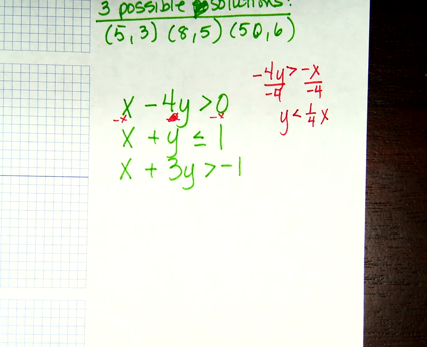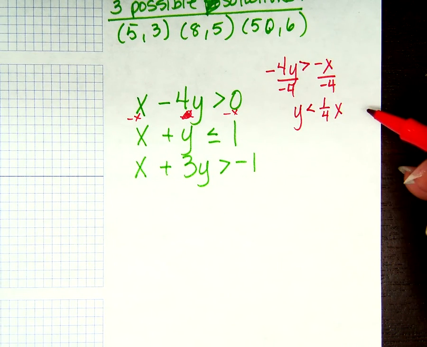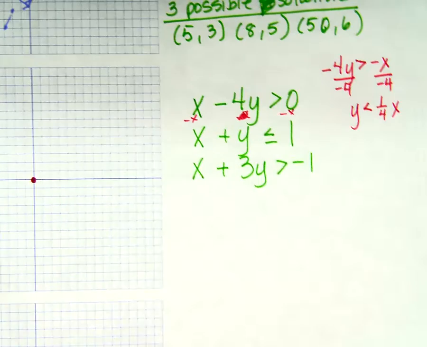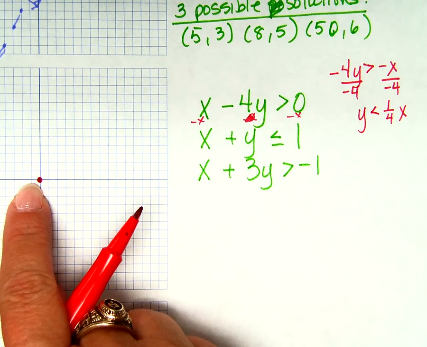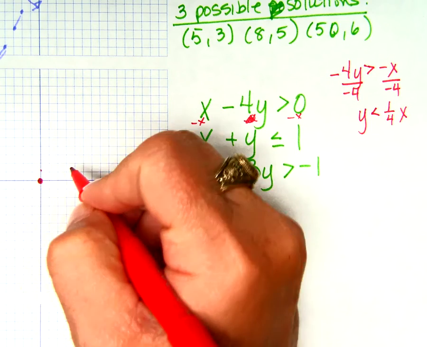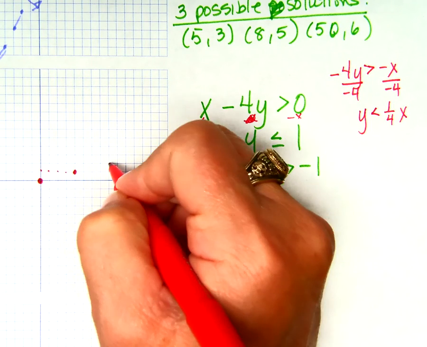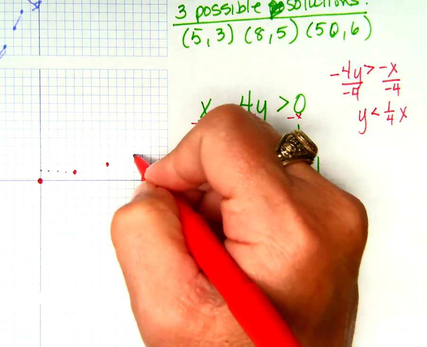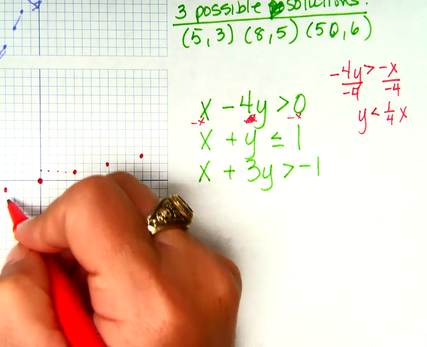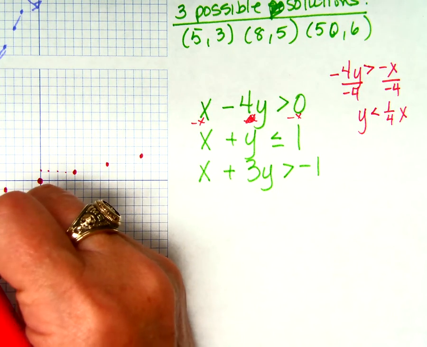Let's go ahead and graph that. What's the y-intercept of this? So my y-intercept is at 0, so it's a dot right at the origin. And then what's my slope? So I rise 1, run 4. Rise 1, run 4. Or fall 1, run backwards 4. And then I have my line.